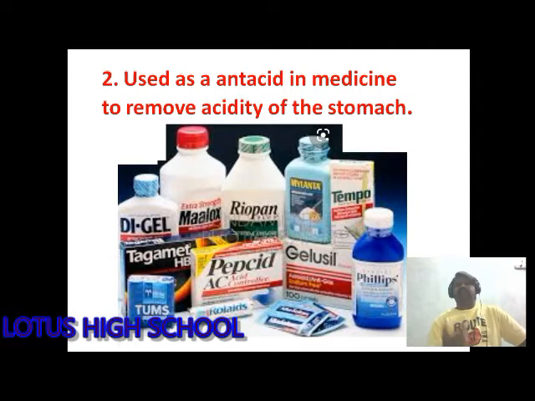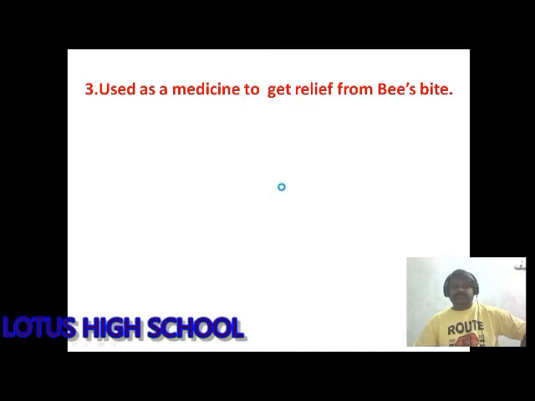When you add a base to the acidity problem, the acidity is slowly decreasing. That means the acid and base are neutralized with each other. So sodium bicarbonate, or sodium hydrogen carbonate, or baking soda, and not washing soda, decreases the acidity in our stomach. It is used as an antacid in the stomach to remove the acidity. See here, Digene gel, Pepcid. These are the antacids.